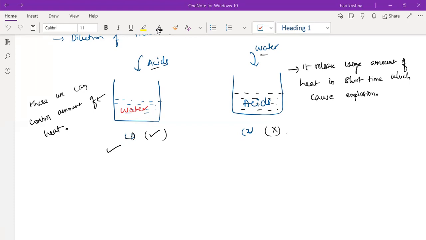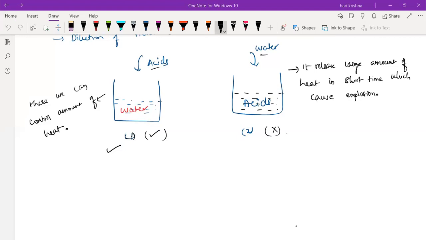Okay. Is it an exothermic or an endothermic process? Endothermic, sir. What's the meaning of endothermic, Vivek? Sir, endothermic means the heat is absorbed. Okay. But is dilution of an acid endothermic or exothermic? Exothermic, sir. Fine.